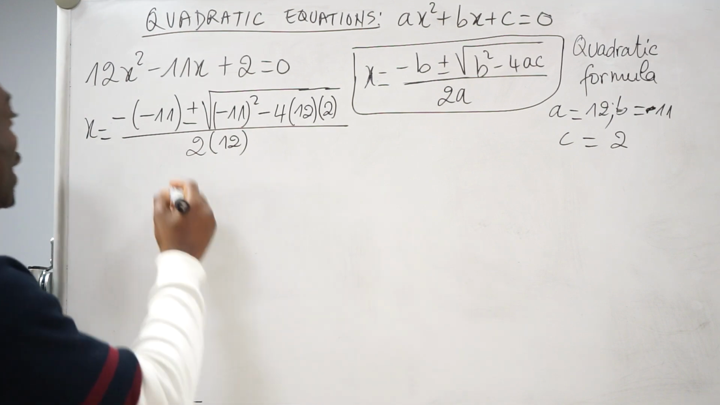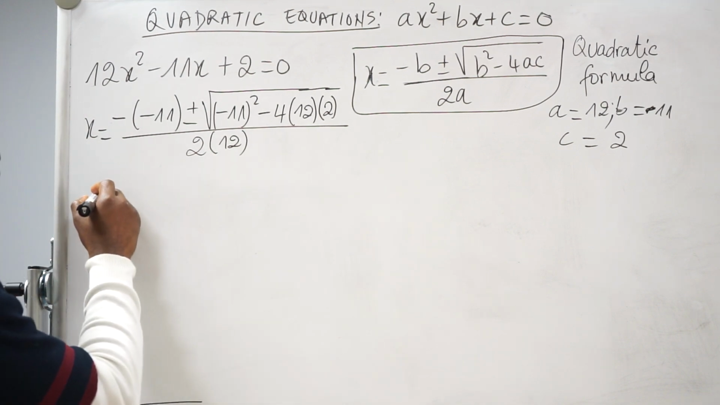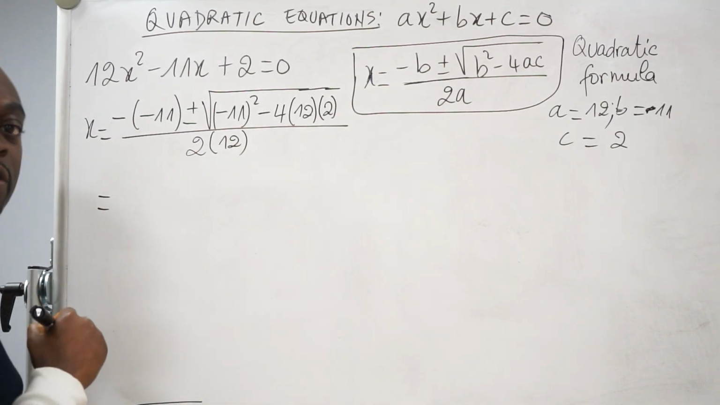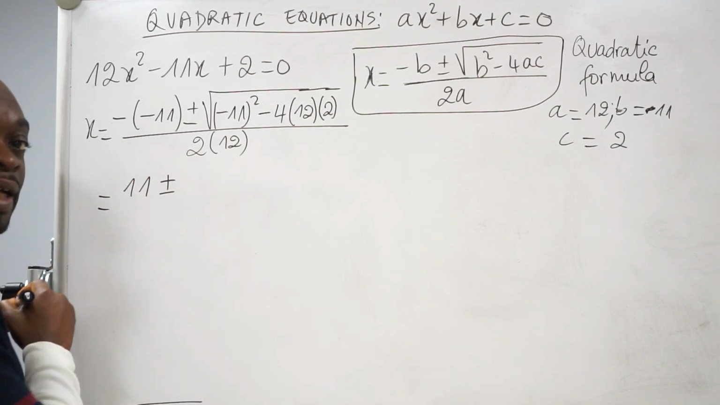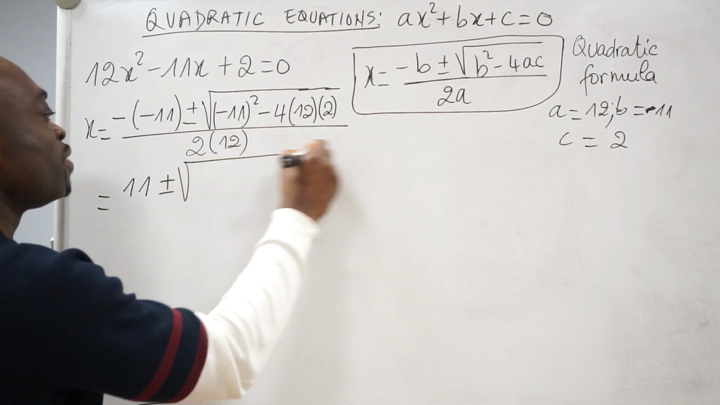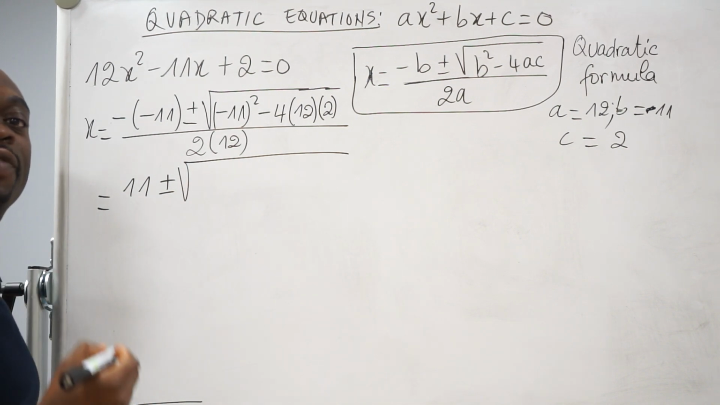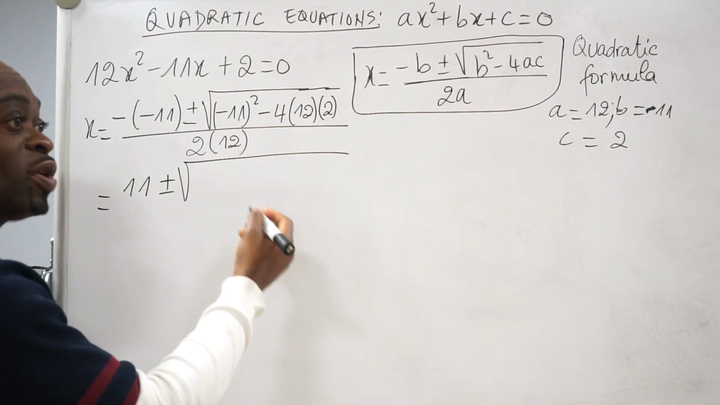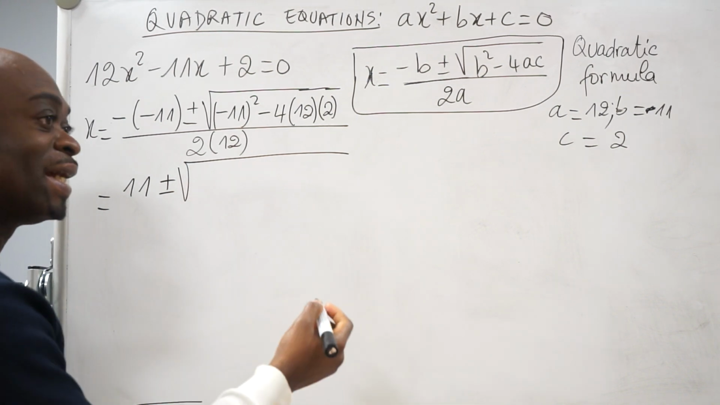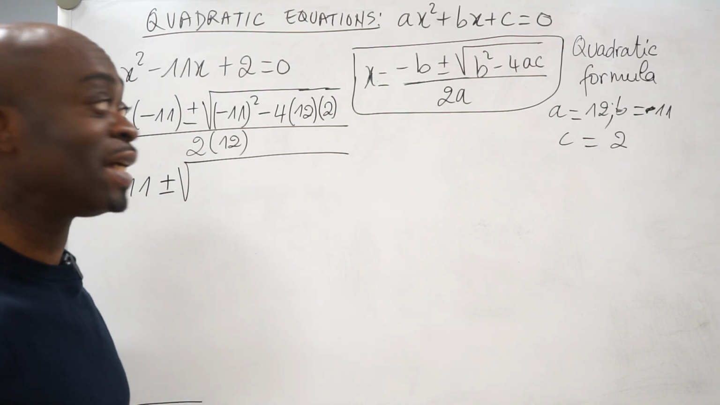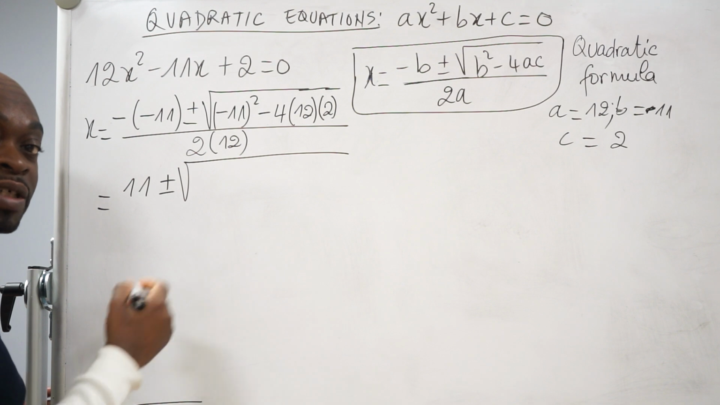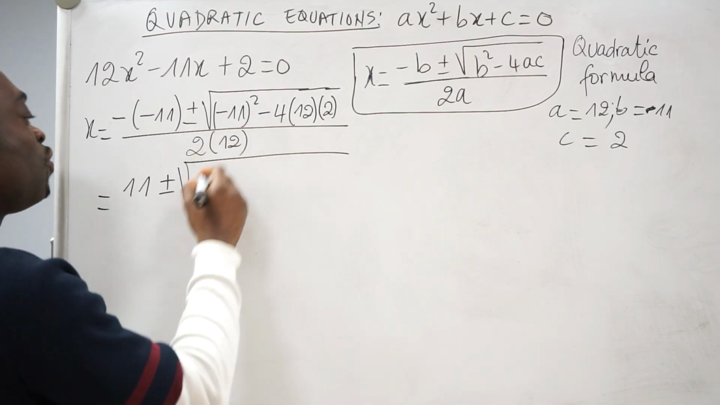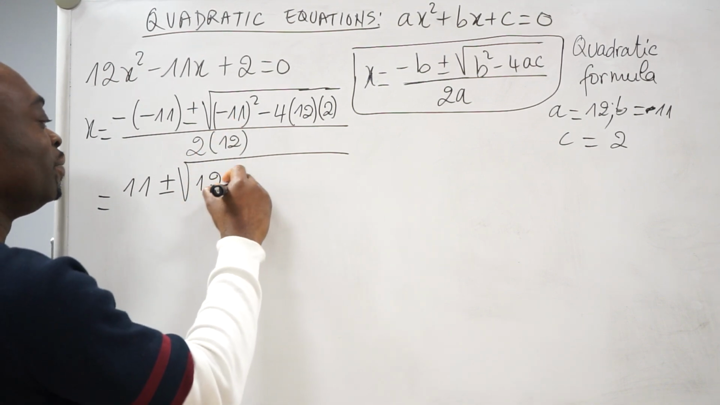All right, so now let's go at it. So x equals, then we have negative and negative, which is positive, so we have positive 11 plus minus again. The square root is back. So what is negative 11 squared? That means you multiply negative 11 by negative 11, which is going to give us 121, because negative times negative is positive. So we end up with 121.